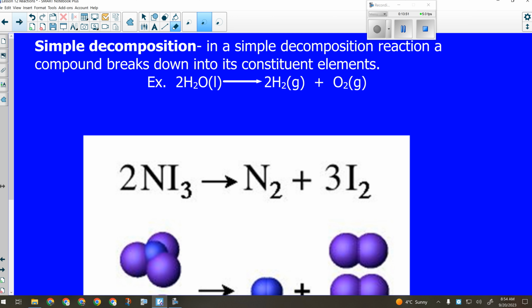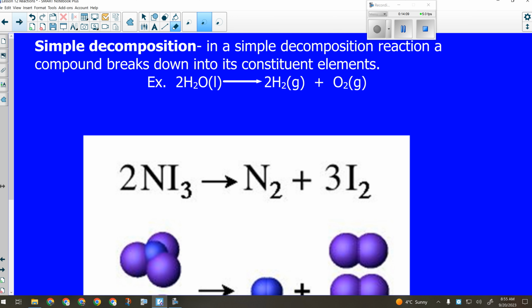Okay, so in our first reaction there, we've got water. How many molecules of water? Two. Okay, and it's breaking down into two molecules of hydrogen gas and one molecule of oxygen gas. Is the reaction balanced?